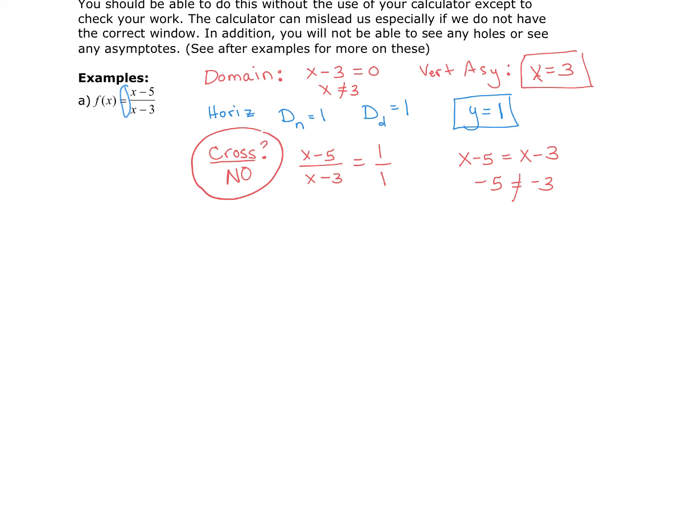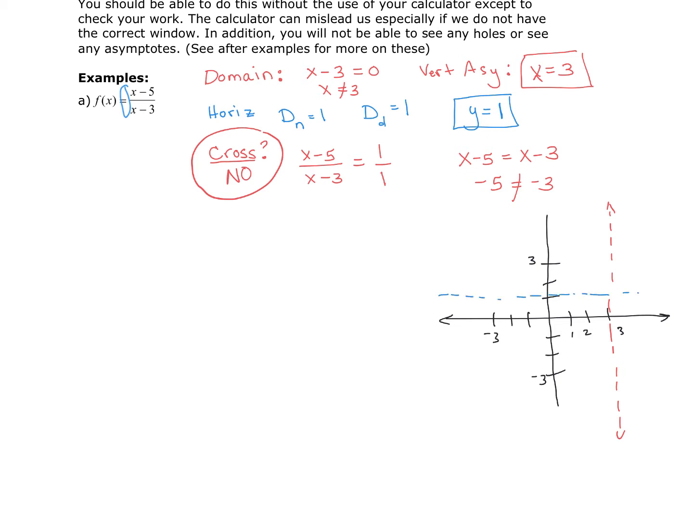So before we go much further, I am going to sketch what we have. So we know that our vertical asymptote is x equals 3, which means it's going to cross the x-axis at 3. So we're assuming our standard scale here, 1, 2, 3. And then our horizontal asymptote was at y equals 1. So you should draw your asymptotes in with dashed lines.